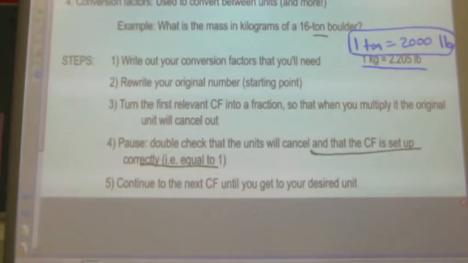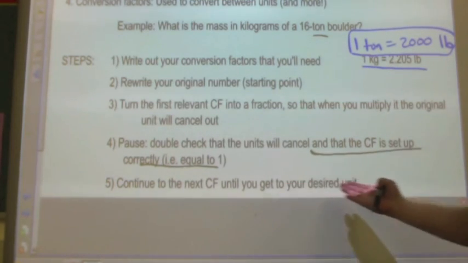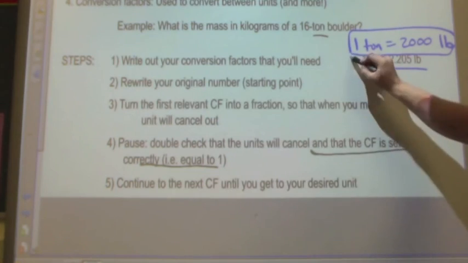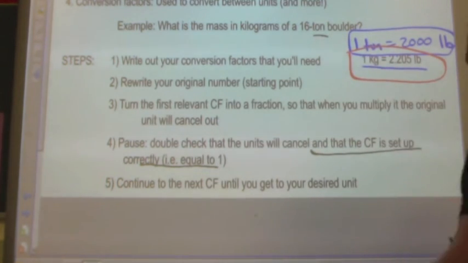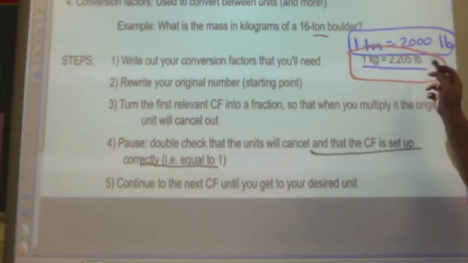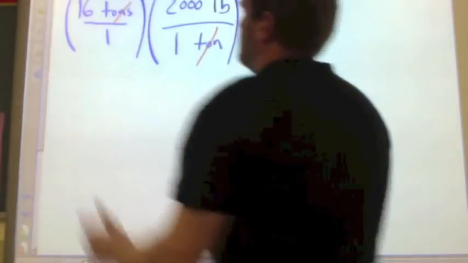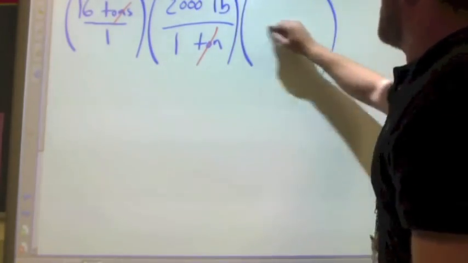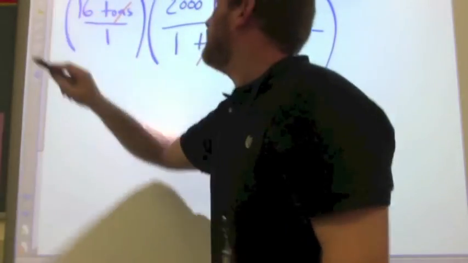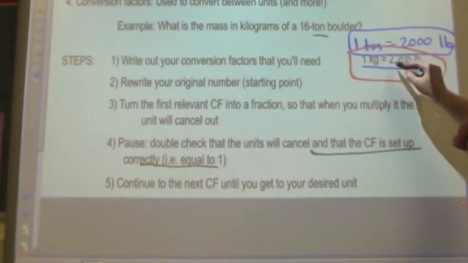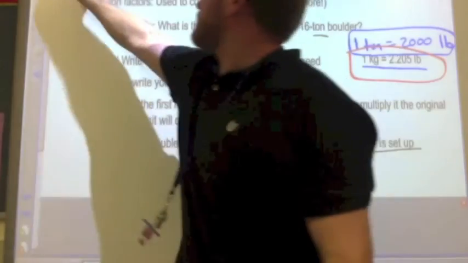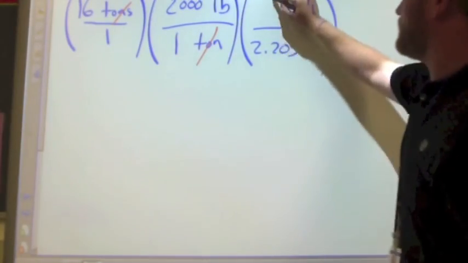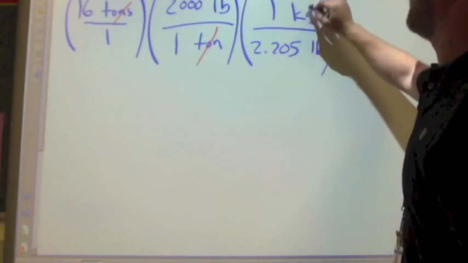Continue to the next conversion factor until you get to your desired unit. So we've now gone from tons to pounds. Now we need to go from pounds to kilograms. So we have 1 kilogram over 2.205 pounds. Okay, pound needs to cancel out pound. So I'm going to put my pounds down here. And I don't put 1 pound. I'm going to put 2.205 pounds. And this is going to be 1 kilogram.